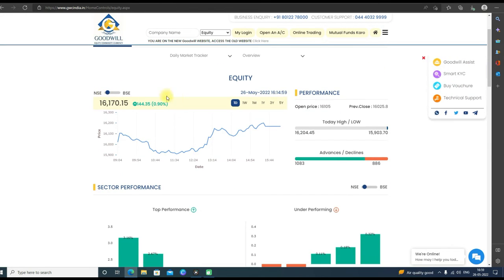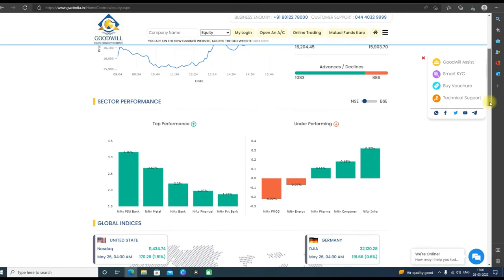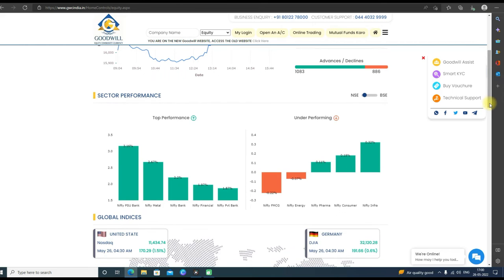In the case of NSE, we have the opening price of ₹16,105 and the previous closing price, that means yesterday, it was 16,025.8, while the high for the equity is ₹16,204.45 and the low was ₹15,903.7. Next, we have sectoral performance of the Nifty indices.